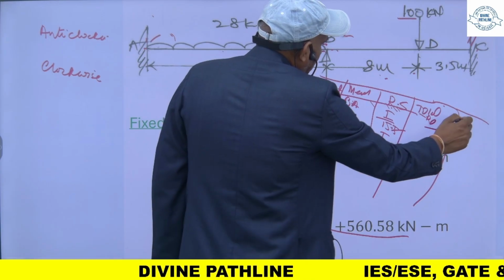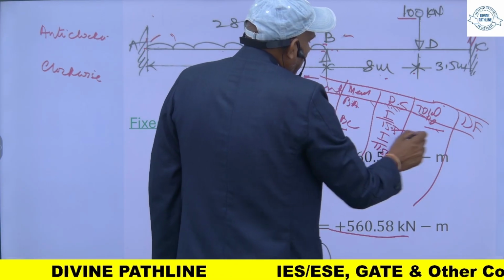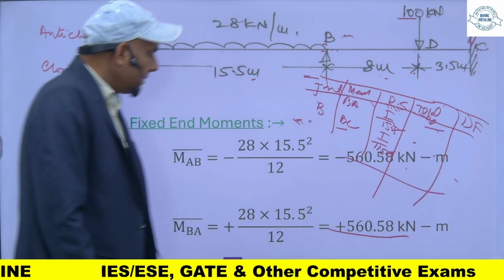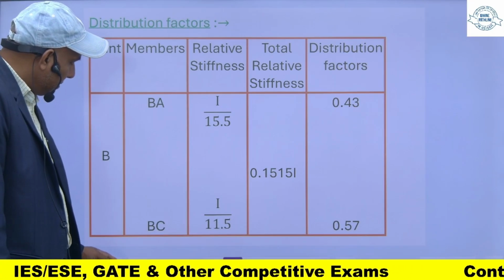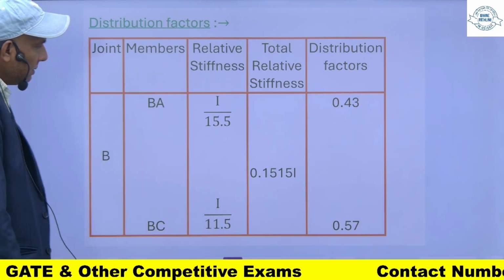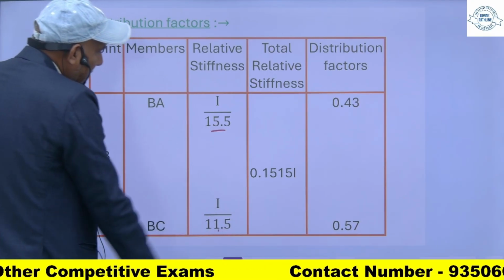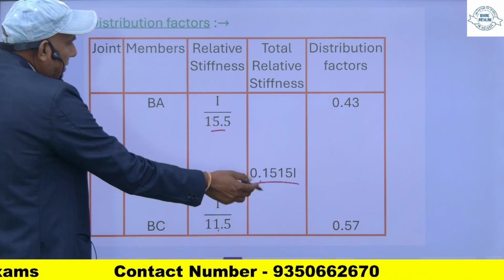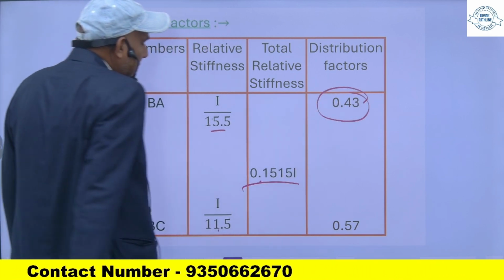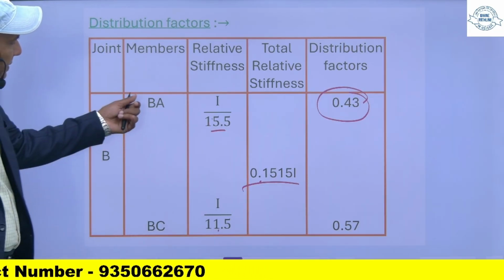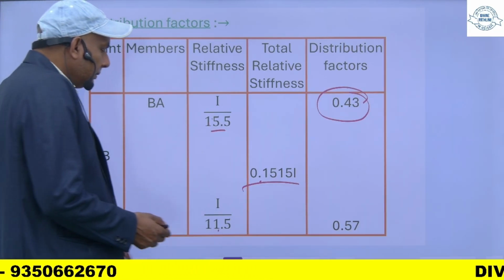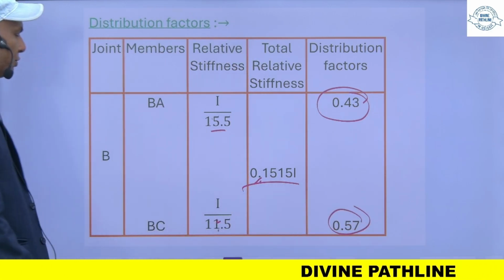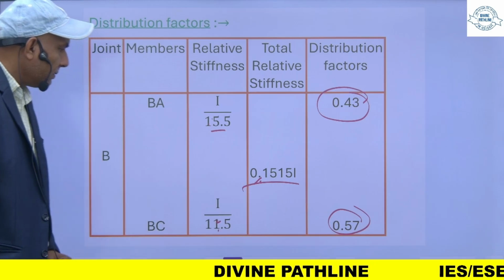Then the distribution factor will be this divided by this, and again this divided by this. We will get the distribution factor like this. It is I upon this one, sum of this plus this is equal to this one. Now this upon this, you will get this one. So this is the distribution factor for the BA member, and this divided by this, you will get this one. This is the distribution factor for the BC member.